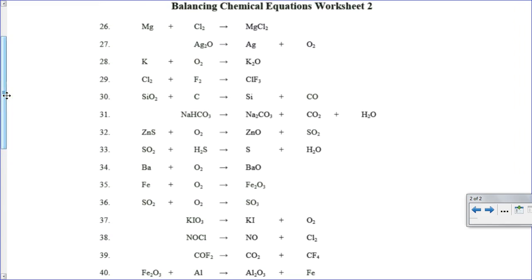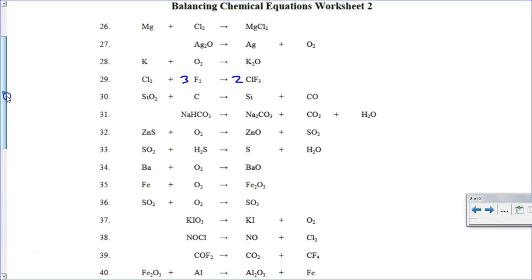Alrighty. Okay, here's an example on problem number 29. So we've got 2 F's here, we've got 3 F's here. And so to balance it out, I put a 3 in front of that substance, and I put a 2 in front of that substance, and it balances the F's out that way. So that's called the 3-2 switcheroo.